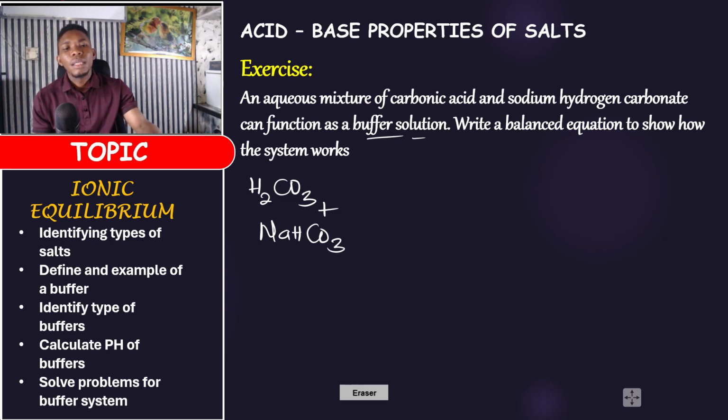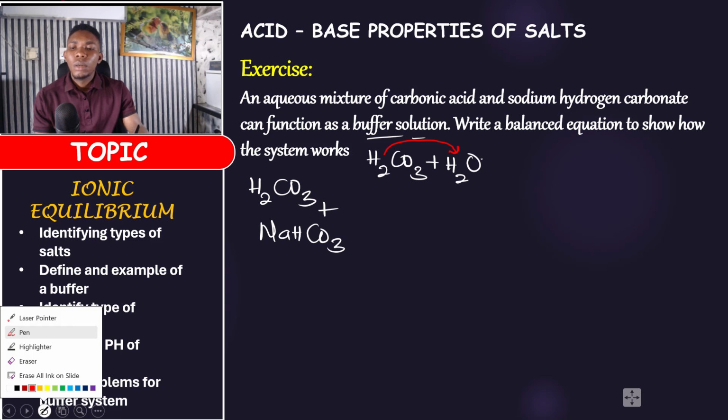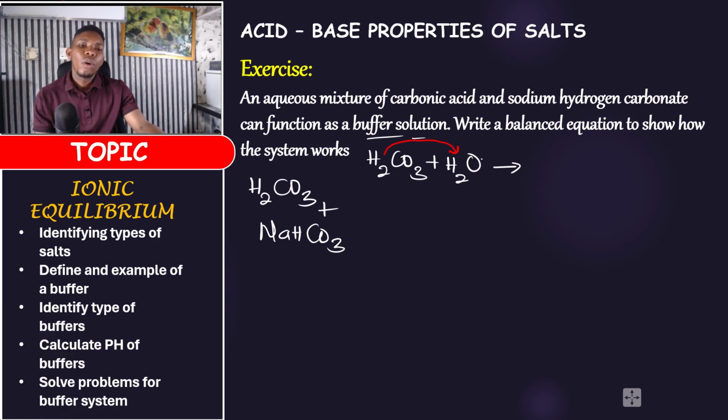Whenever you are given something like this, the first step is to write the equation for each of them when they are dissociated in water. Carbonic acid will act as an acid in water, and water will act as a base. So carbonic acid will donate 1 proton to water. When you donate 1 proton to water, what are we expected to form? One hydrogen will no longer be here, so you form HCO3 negative, plus this H plus comes here to give us H3O positive. Do you understand? So that is the first case.